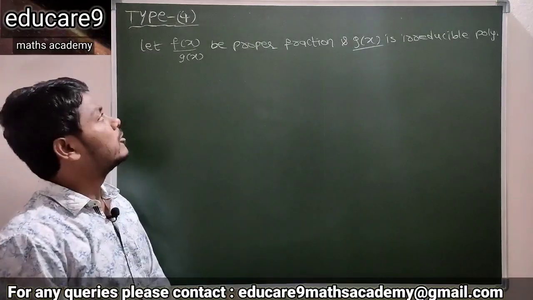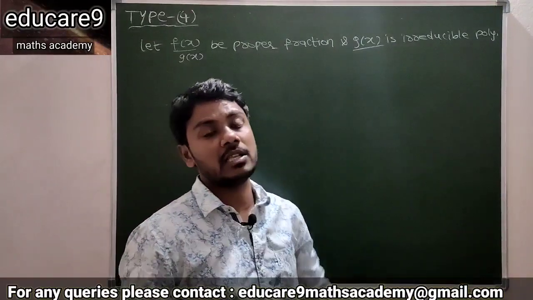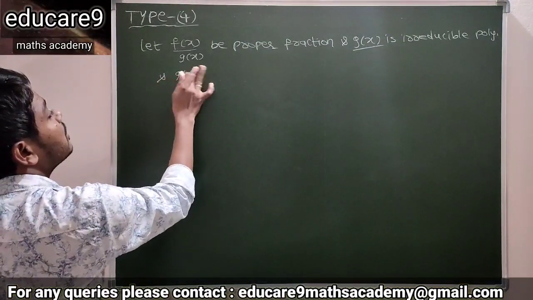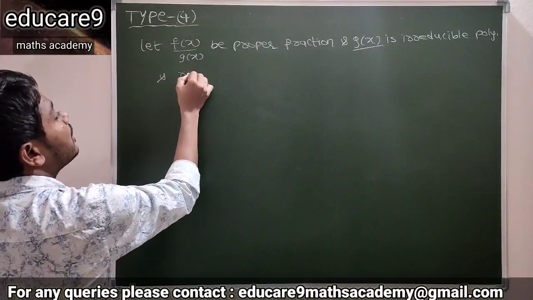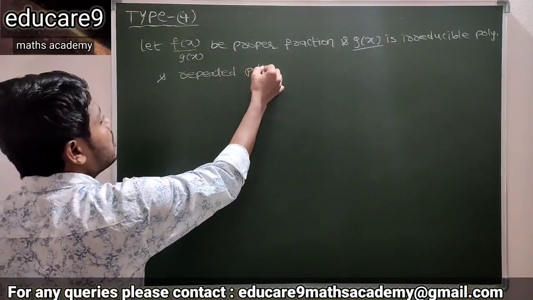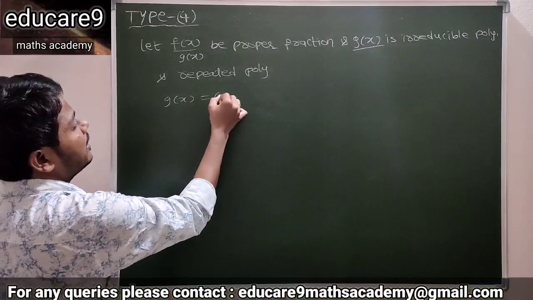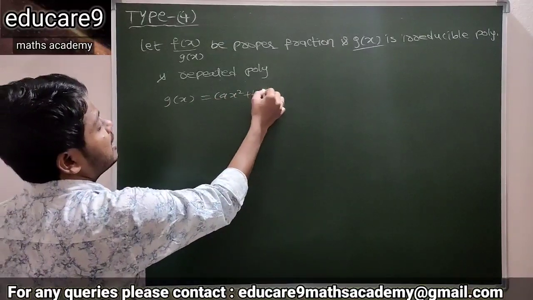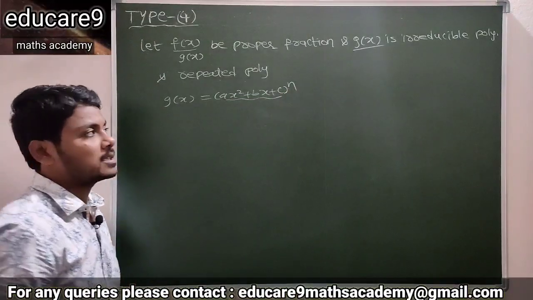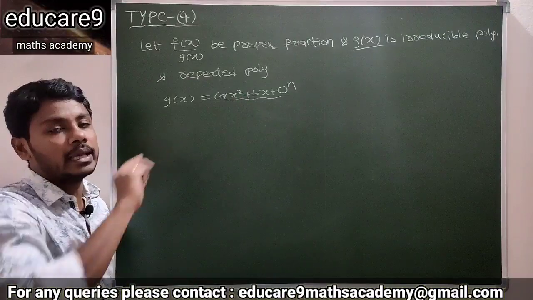So here next, type 4. f of x by g of x be a proper fraction and g of x is an irreducible polynomial and repeated polynomial. Okay. See here, for example, g of x is equal to ax square plus bx plus c whole to the power of n. Here ax square plus bx plus c is an irreducible polynomial, and it is repeated n times.